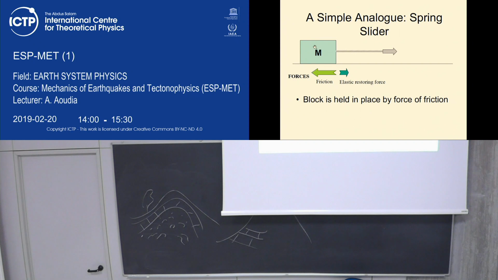So if I take a mass, by the way, we have a spring slider at ICTP that I developed with my former students. You could look at it. And if I have a mass, and then this mass is attached to a spring, and then I pull the spring, what would happen to the mass?